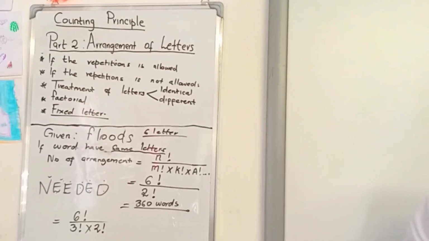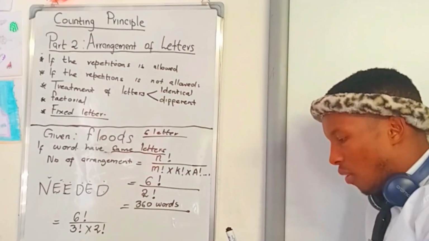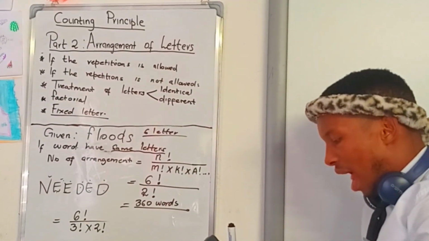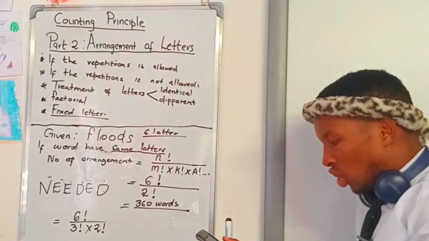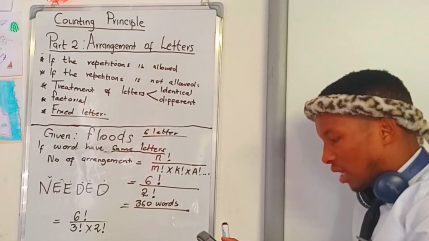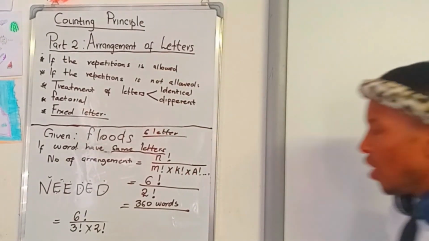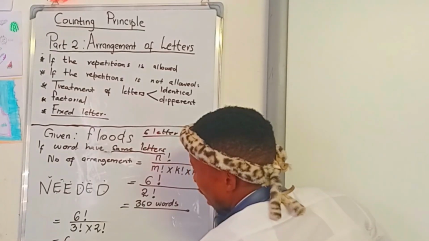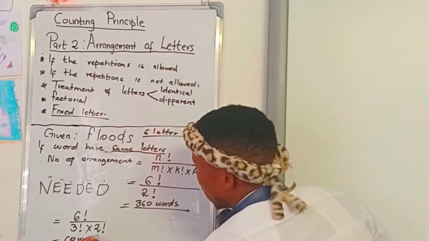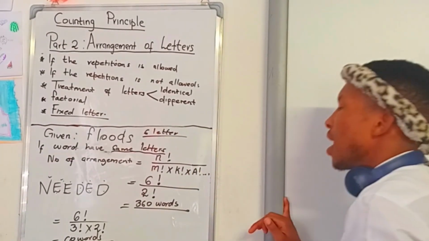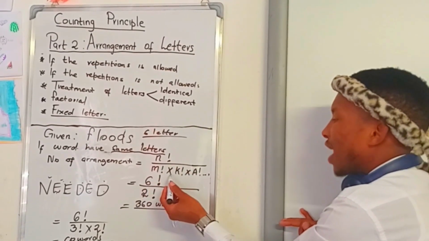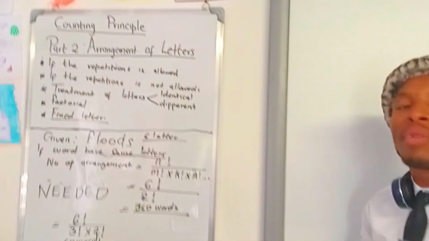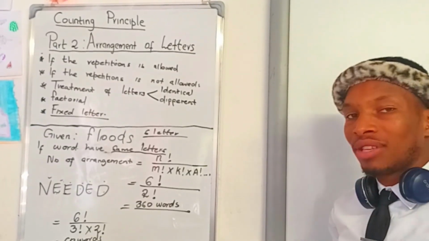Then after that you punch in your calculator: 6 factorial divided by 3 factorial times 2 factorial. Then you get the answer, which is 60 ways that are going to be formed. Therefore, in this formula, the m factorial times k factorial are the numbers of letters that are repeated.